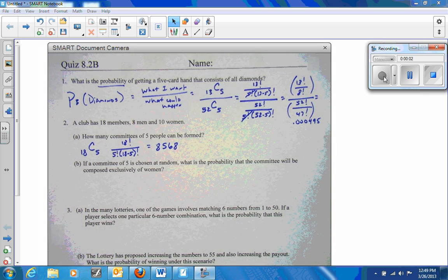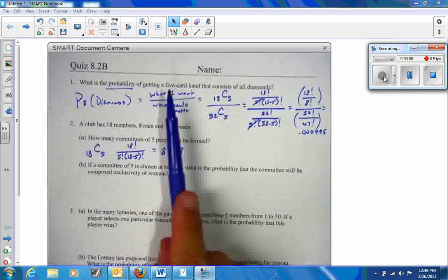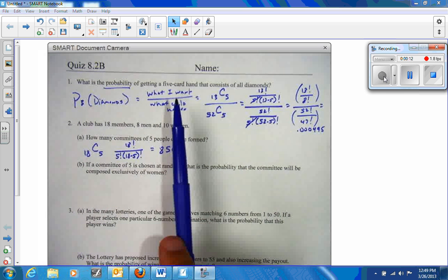Alright, so we're going to talk about probability. What's the probability of getting a 5-card hand that consists of all diamonds? So I want a probability of diamonds. Remember, it's what I want over what could happen. And because I don't care about the order, I know I can choose a combination.